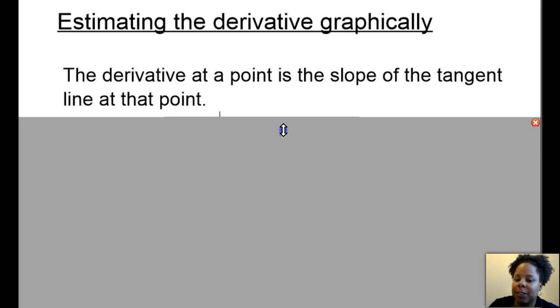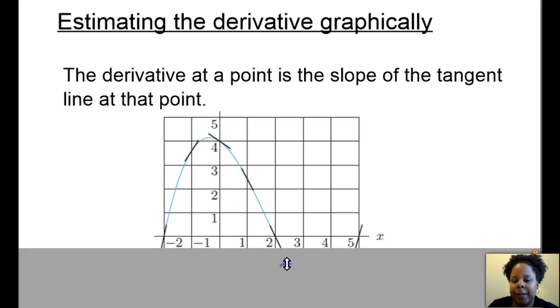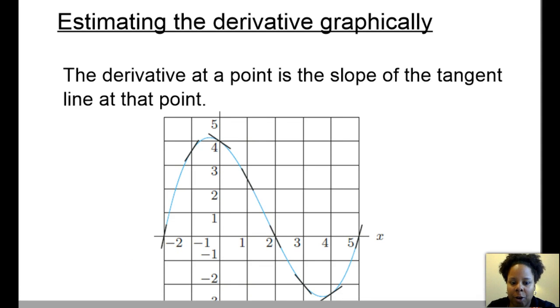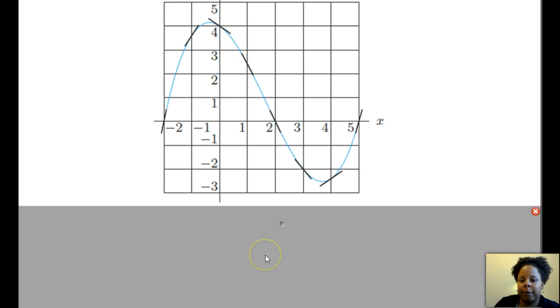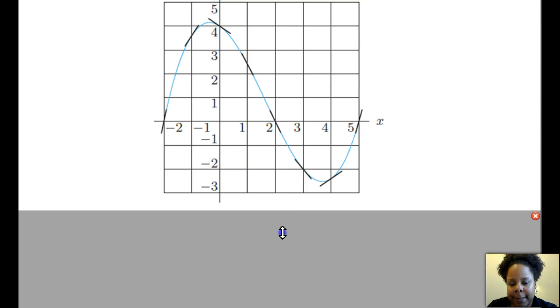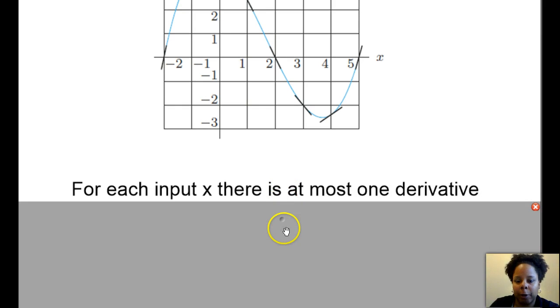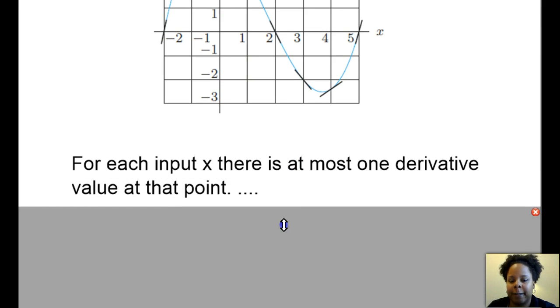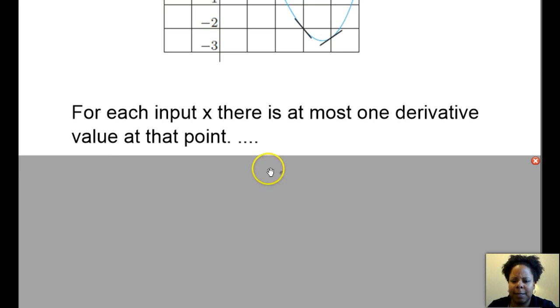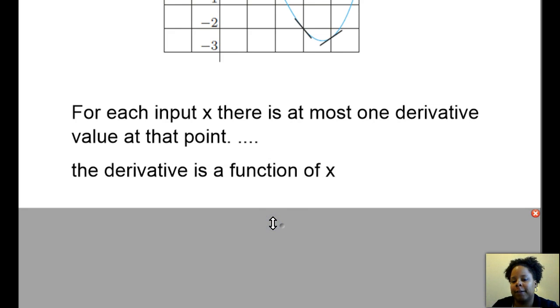So if I have a function, to determine the derivative is to draw tangent lines at various points and then calculate the slope of these tangent lines. You'll notice a few things, and one of them is that for each x value of this graph, there will be at most one slope of the tangent line value. That seems like something we saw in algebra, which is whenever you have the case that for each x input there is at most one output, which in this case is the derivative value at that point, then it seems like the derivative is also a function based off of x.